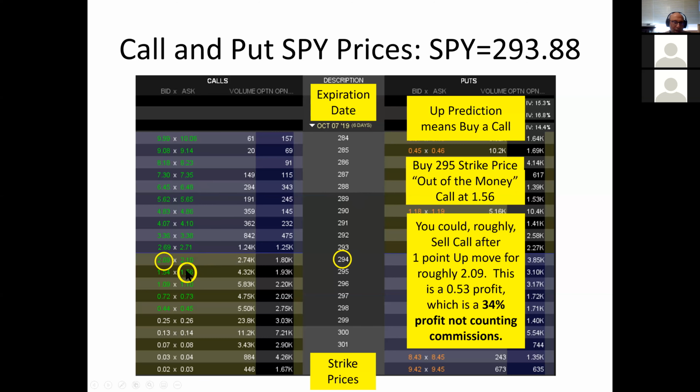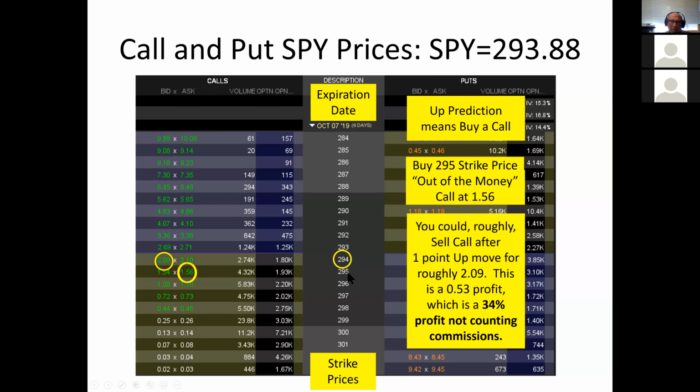Anyway, the key here is it is a good estimate that within 1 day, if the price indeed moved up 1, remember we came in at 295, and it went up to 294. I'm sorry. Wait. What I just said was wrong. We bought the 295 out of the money.